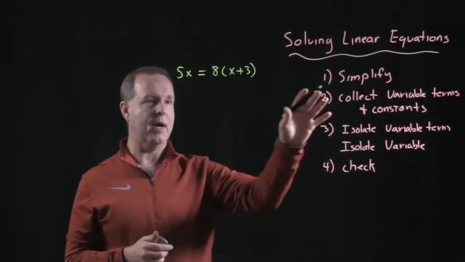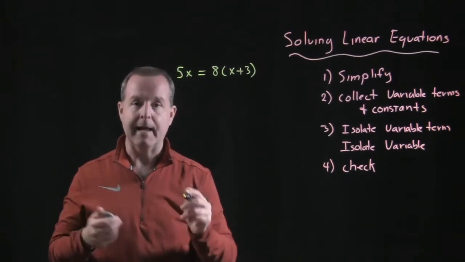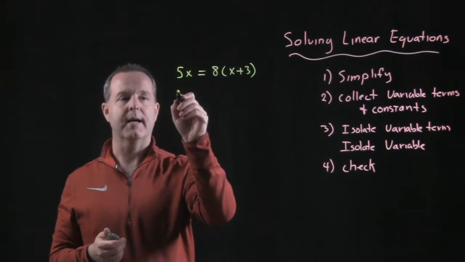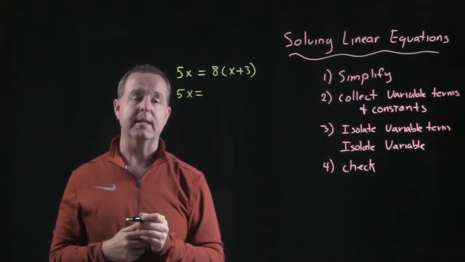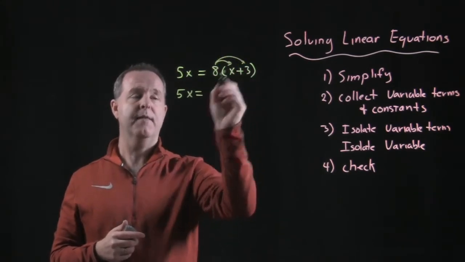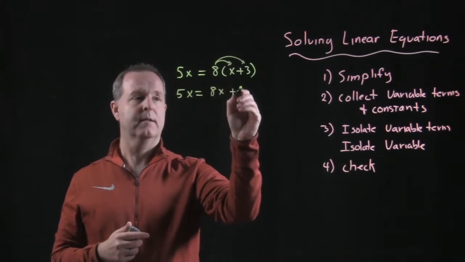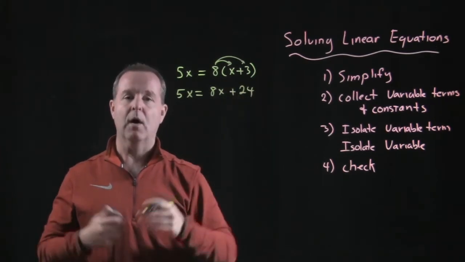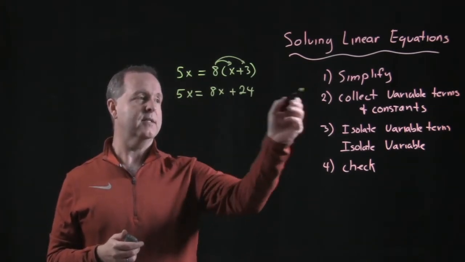Solving this for x, our process says first simplify. Do you see any simplification? I do. I see on the right side, this 8 needs to be distributed across the x plus 3. So I'm going to distribute there and there. So this becomes 8x plus 24. All right, now I can back it up to a previous concept and continue on.